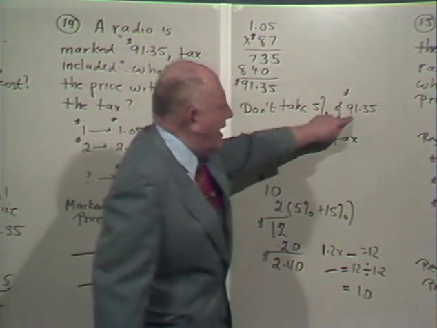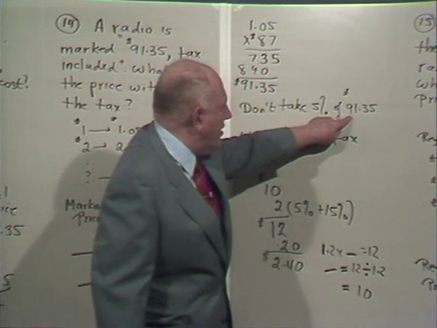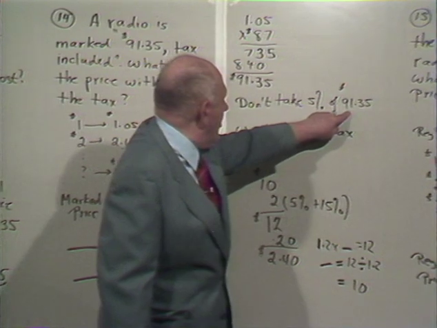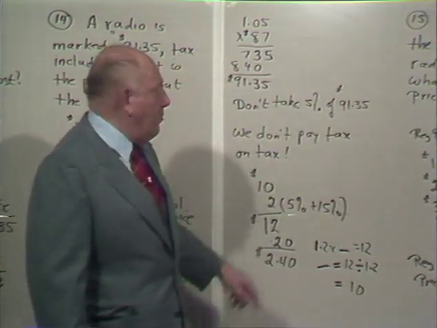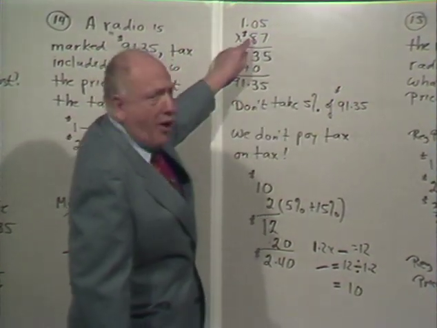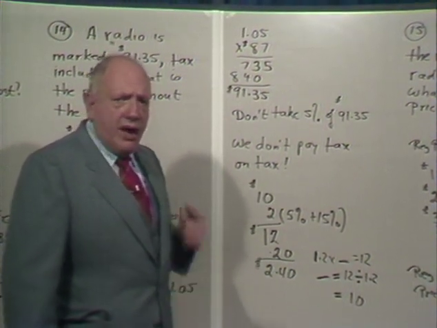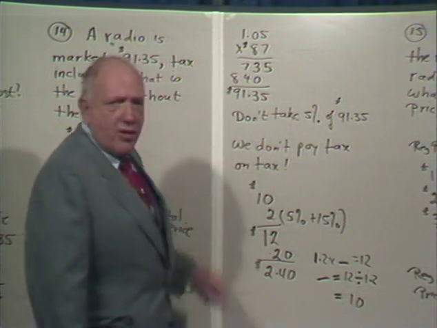Actually take 5% of $91.35. And whatever that is, subtract that from $91.35. You won't get the right answer to this problem. And how do I know that? Because we already know that 87 is the right answer. Any answer you get this way won't work. And the reason for that is you don't pay tax on the tax.